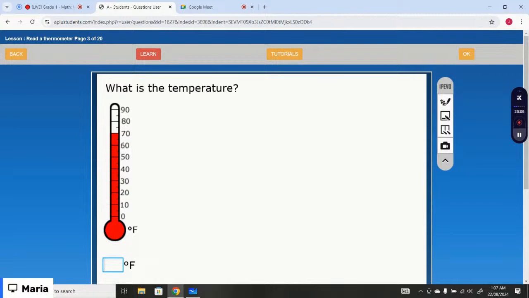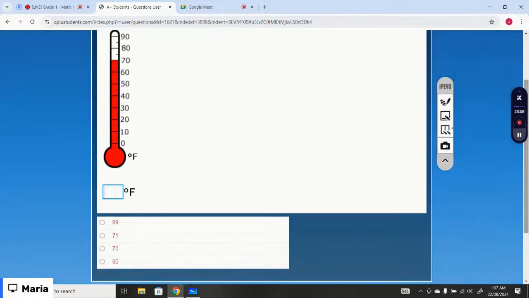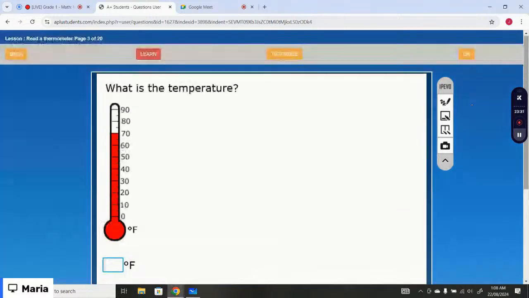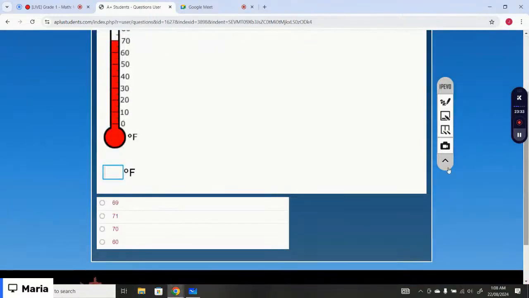What is the temperature? So you have to read the temperature on the given thermometer. So which is the correct option? You can see here this line where the color is changing from red to white. You have to match this to the temperature. So that is 70 degree Fahrenheit. The correct option is 70 degree. Got it? Option number 3 is the correct option. That is 70 degree Fahrenheit. The correct option is 70.